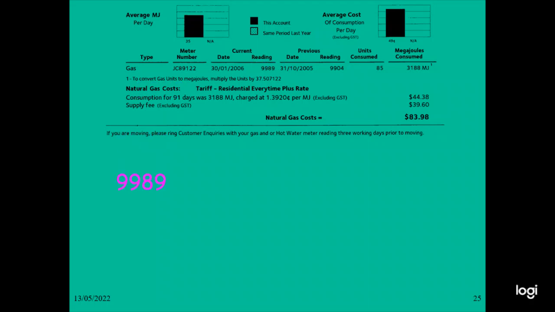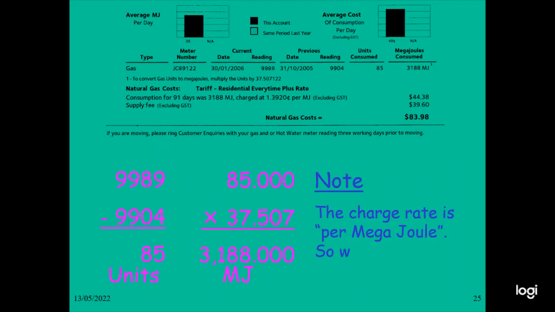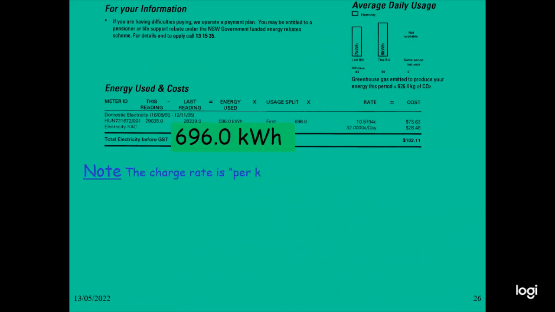So this is a sample bill and this is the reading. When you read this bill, you can also see how much gas is utilized. The charge is per megajoule. They are paying for the energy. So in this case, this is a sample of the energy bill.